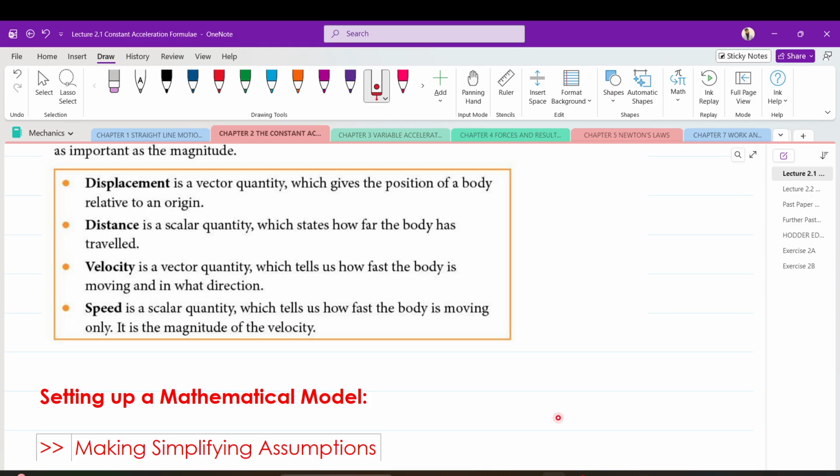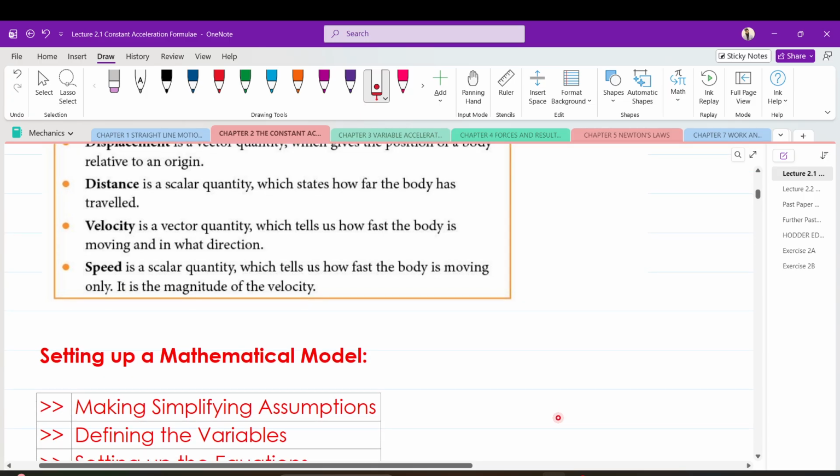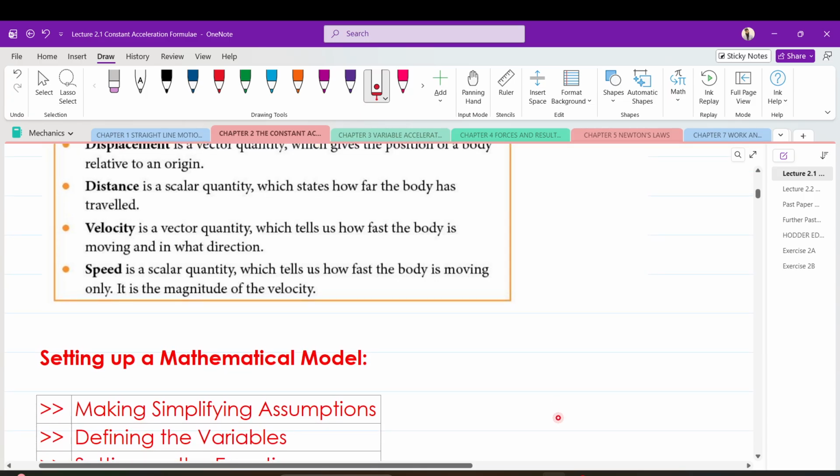Okay, so what could be those assumptions? Like we can say that air resistance can be ignored, or we can say that our object can be modeled as a particle, as a single point, so that if we don't take into account the dimensions of the object, then we can also assume subsequently that air resistance is not acting on it. Okay. Then defining the variables.